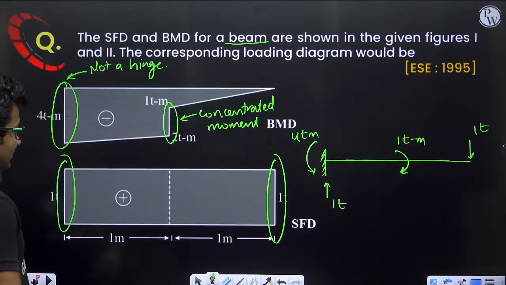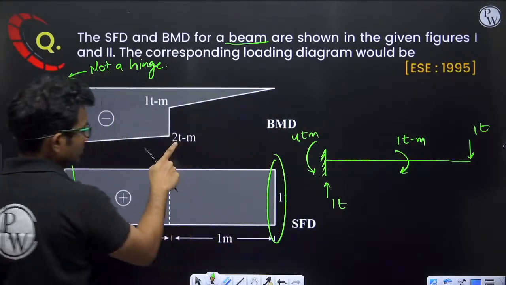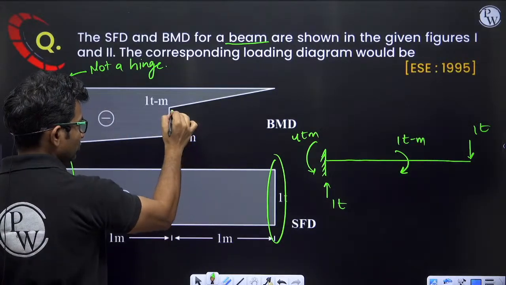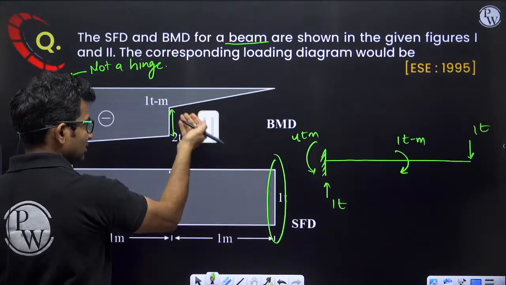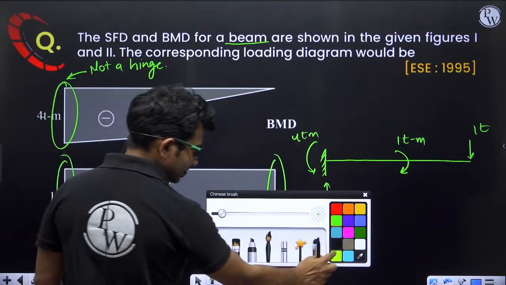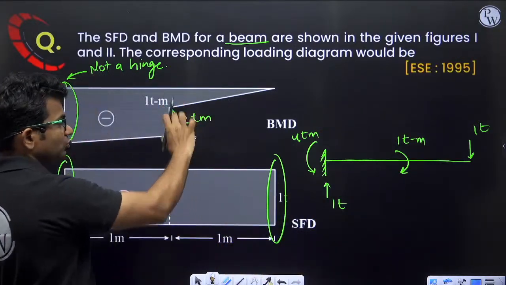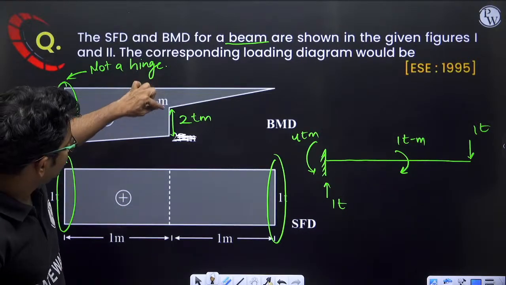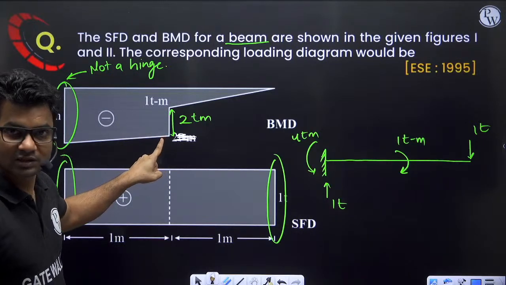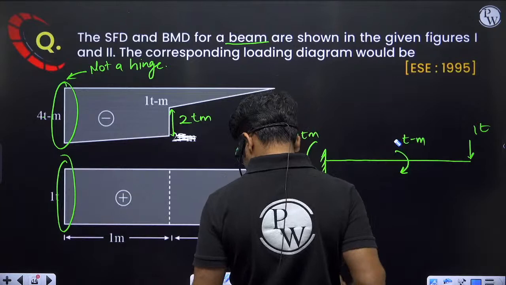So basically I think here 2 ton meter is written wrong. This value should be 2 ton meter. In the question it is wrong. This difference should be 2 ton meter. So 1 ton meter up to here, and this difference 2 ton meter, then it will become 3 ton meter here. So this will be 2 ton meter.